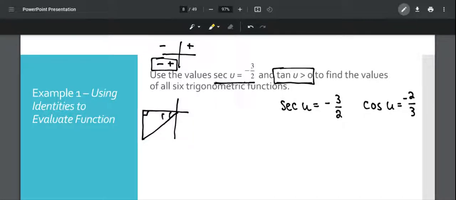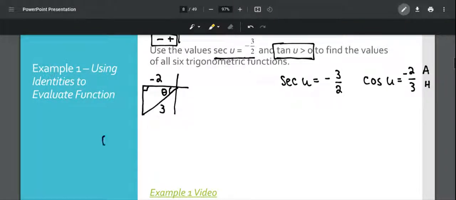So if we drew a triangle with a right angle, and this is our angle measure, if we know that the secant is negative 3 halves or the cosine is negative 2/3, right? Remember, cosine is the adjacent over the hypotenuse. So then we know our adjacent side is negative 2 and our hypotenuse is 3. Hypotenuse is always positive.